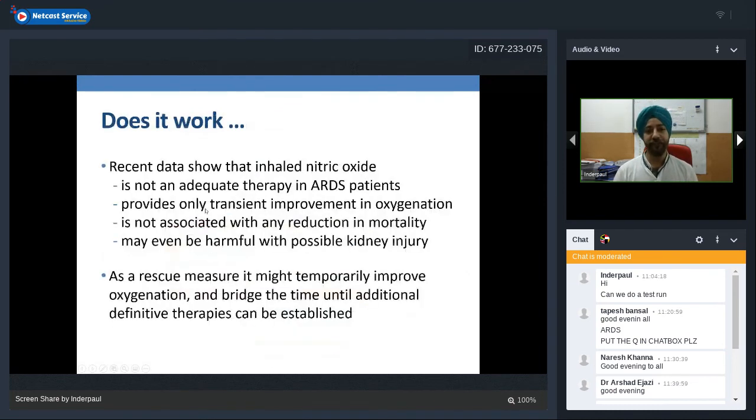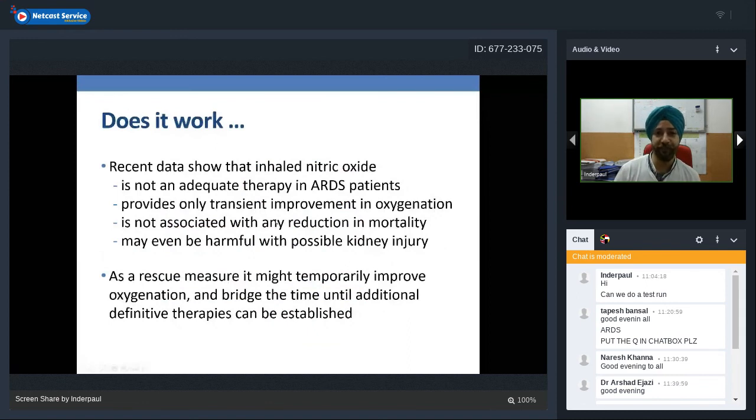It really has not shown much benefit in patients, and should only be used as a rescue measure if you have not been able to oxygenate your patient despite all measures, and it should be used as a bridge till you have additional therapies that can become available to you.